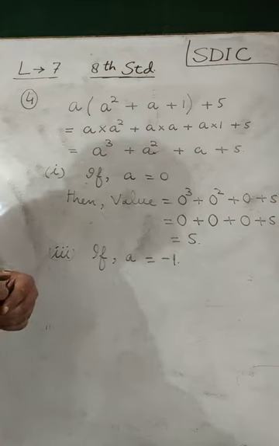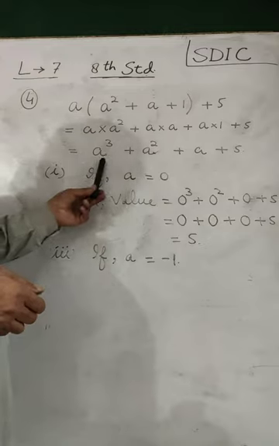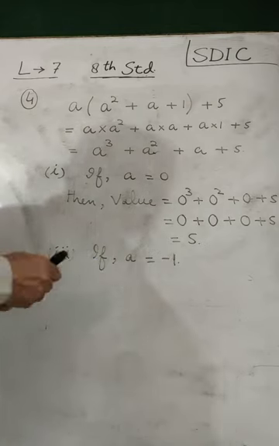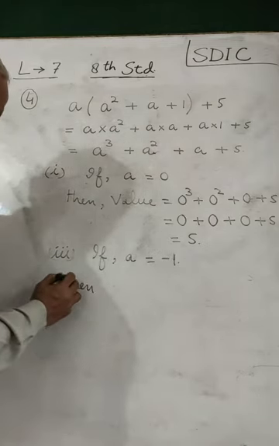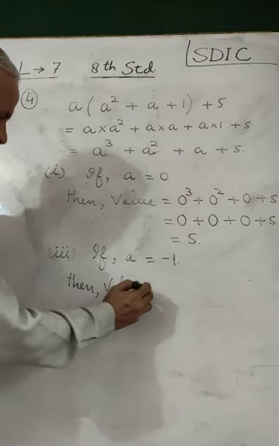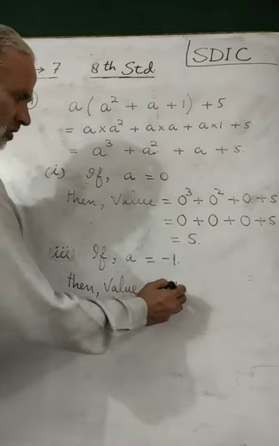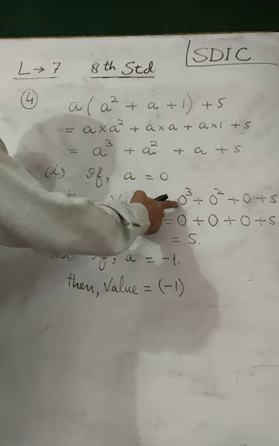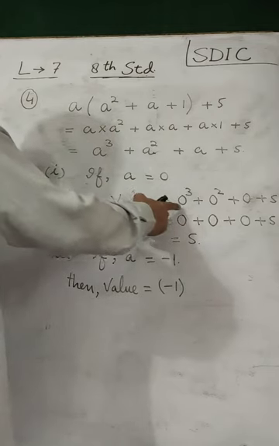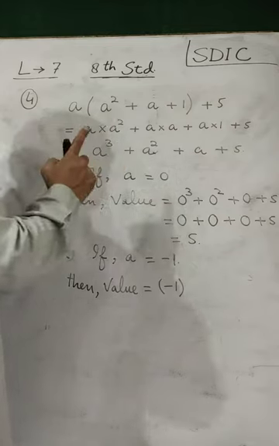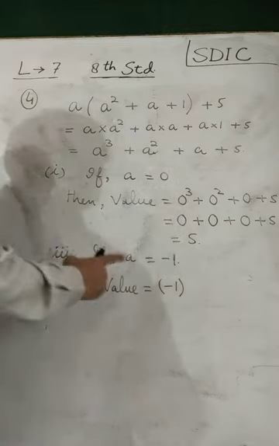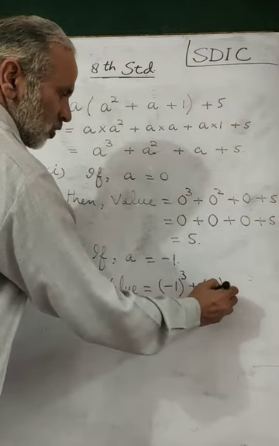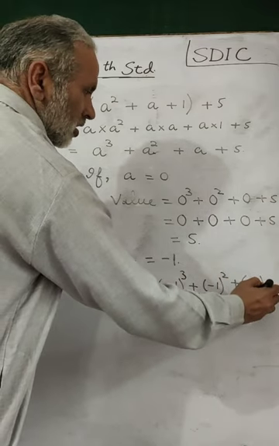The procedure will be the same. So this time what shall we do? Wherever we have a in the expression, the result we got on simplifying, we will replace that by minus 1. Then value is equal to minus 1. Because of this minus sign, we'll use brackets this time. Earlier, I said it is better to use brackets, but I did not use them in the previous part because it does not have a negative sign. Wherever you have a negative sign, always use the bracket in such a case. It will be (minus 1) cube, plus (minus 1) square, plus (minus 1), plus 5.